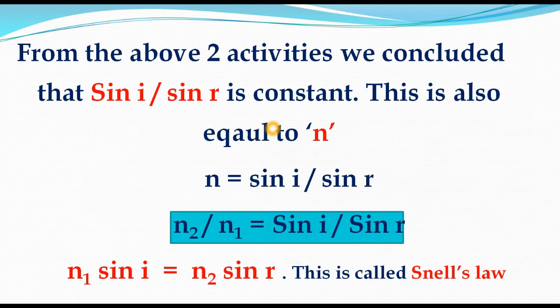So from the above two activities, activity 1 and activity 2, we concluded that sin I by sin R, this ratio, is constant. This is also equal to n. So finally there is a formula: n is equal to sin I by sin R. n can also be written as n2 by n1. In case of two different mediums, n2 by n1 is equal to sin I by sin R. This relation is called Snell's law. By cross multiplication, we get n1 sin I is equal to n2 sin R. This is called Snell's law.